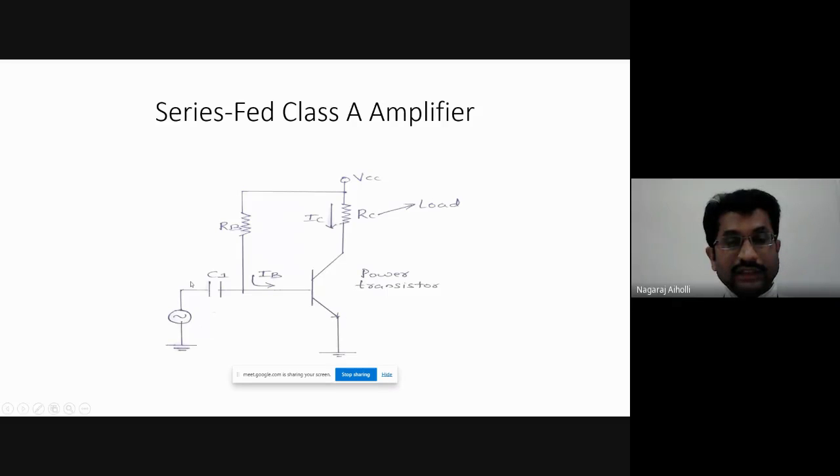Now, if I increase the input signal, the base current increases. As the base current increases, the collector current also increases and the collector to emitter voltage also increases. If I increase this input signal, the base current, the input current, increases. As the input current increases, the output current must increase because IC is equal to beta into IB. The output current, or the collector current, increases, and then the collector to emitter voltage also increases.